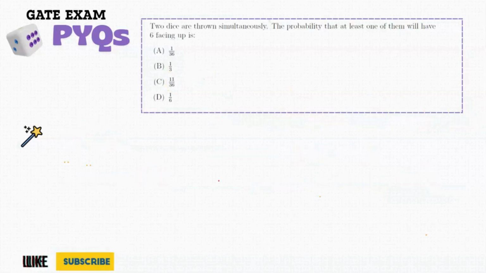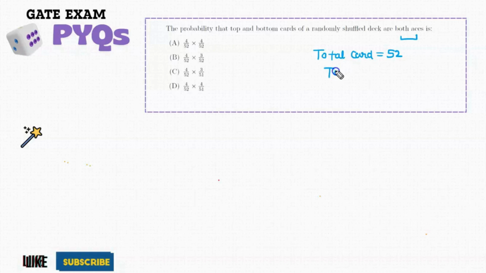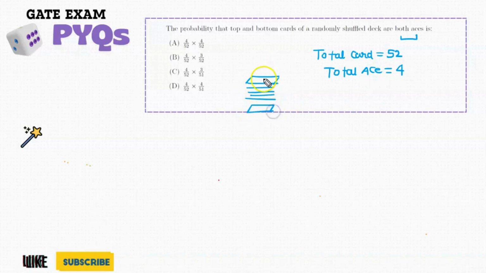Moving to the next question. It is given that we need the probability that the top and bottom cards of a randomly shuffled deck are both aces. So we know that the total number of cards is equal to 52. And how many aces do we have in total? We have total 4. Consider the top card is an ace, and in between we have 50 cards, and again the bottom card is an ace. So what is the probability that this top card is an ace?